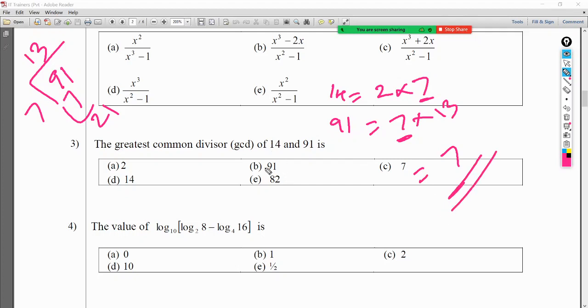Right? බලන්න 14 7ෙන් බෙදනවා. ඔව් 91 7ෙන් බෙදනවා. හරි. දෙන්නම 7ෙන් බෙදනවා නේ. So that is the biggest number that divides both 14 and 91, right? So answer is C. මේක කරා හරි.